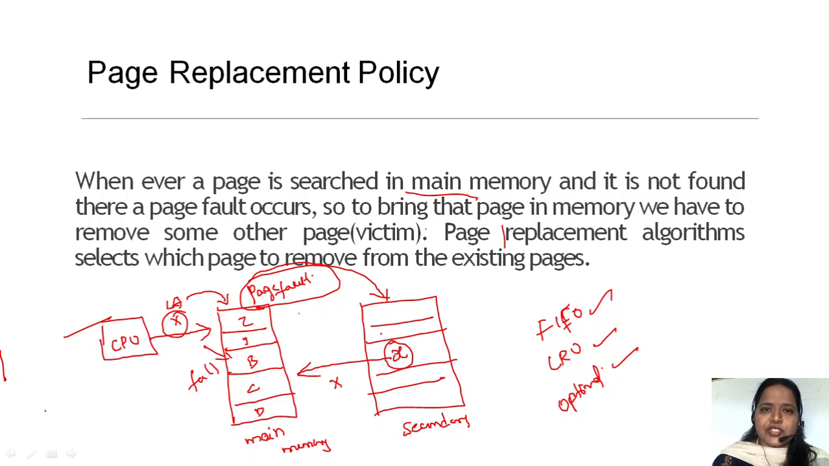Here that page is in the secondary memory. To bring this X page onto the main memory, we have to remove any one of the pages from the main memory. The page replacement algorithm selects which page to remove from the existing pages. Out of Z, Y, B, C and D, which page to remove is decided by the page replacement algorithm. This is the main motto why we make use of page replacement algorithms.